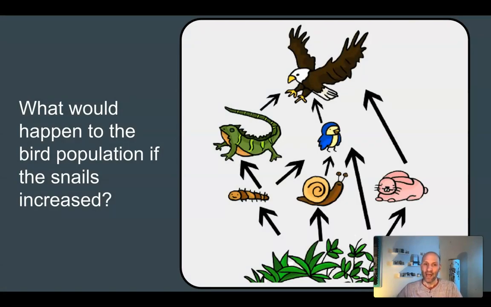How about what would happen to the bird population if snails increased? If for some reason the snail population got larger, well then the bird population would also get larger because there's more food for that bird to eat. That bird population could grow because there's more food available.